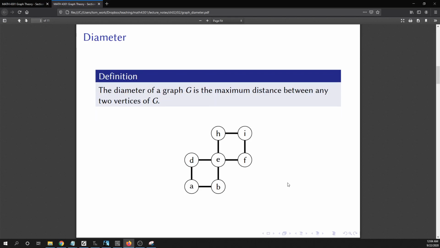The diameter of a graph G is the maximum distance between any two vertices of G. So here we can see that the diameter of this graph is 4, right? Because the maximum distance between any two vertices is the distance from vertex A to vertex I. That is of length 4. So the shortest path between A and I is 4. Everything else is going to be smaller than that. Okay. So diameter 4 here.